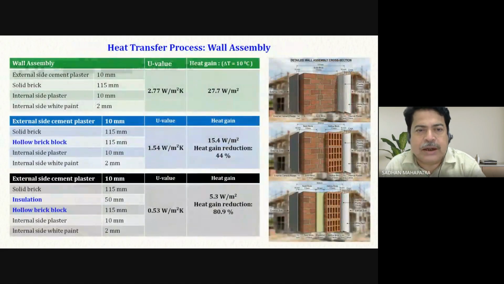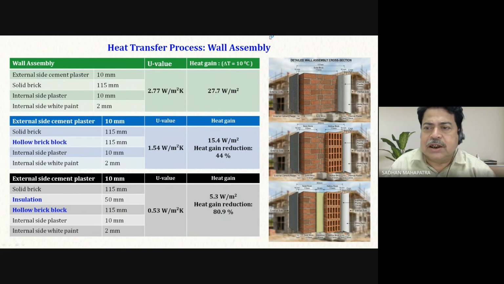Let's look at some more examples. Now the first case: the external side has a cement plaster of 10 mm in these examples. Then we have a brick wall that is 115 mm. Then there is an internal plaster of 10 mm and a white paint outside that is 2 mm. Now this is the complete wall.